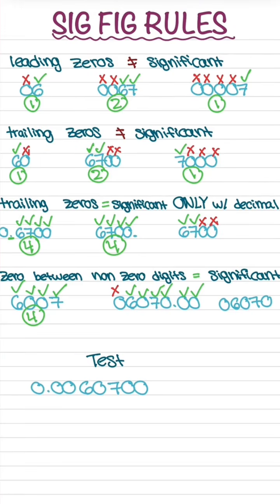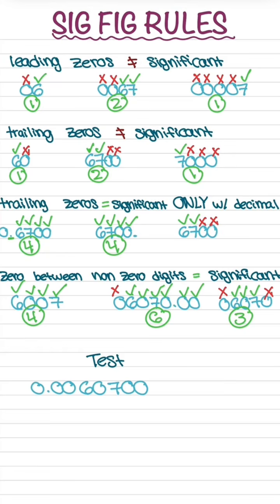Now let's try a similar one. The 0 in front, not significant. 6 is significant, 0 is in between 6 and 7, and this one is trailing, but since there is no decimal point, it will not be significant. In total, this has 3 sig figs, and this has 1, 2, 3, 4, 5, 6. 6 sig figs.